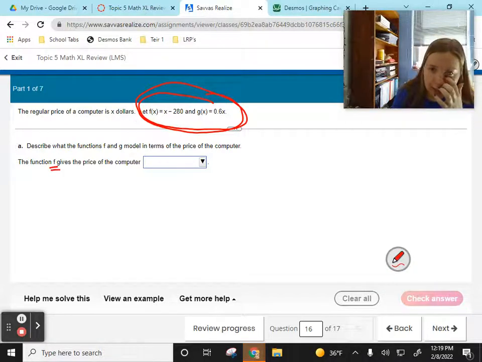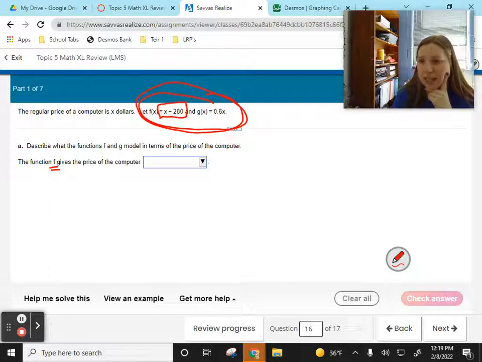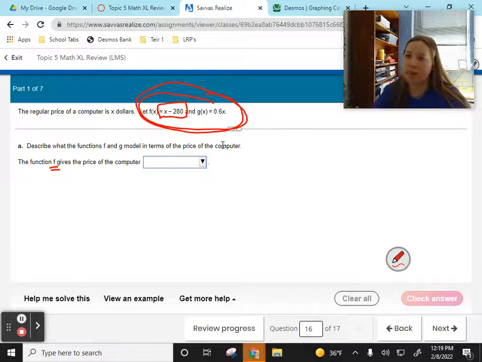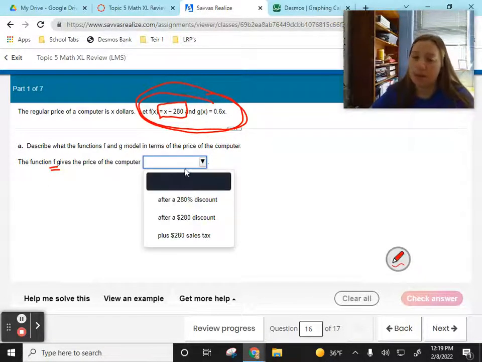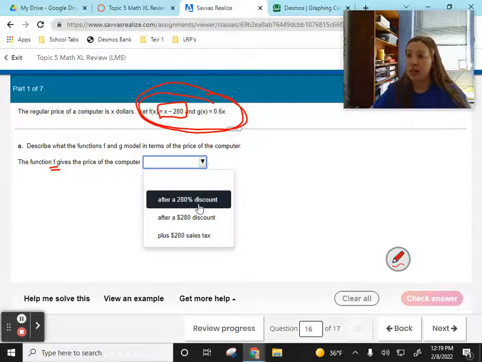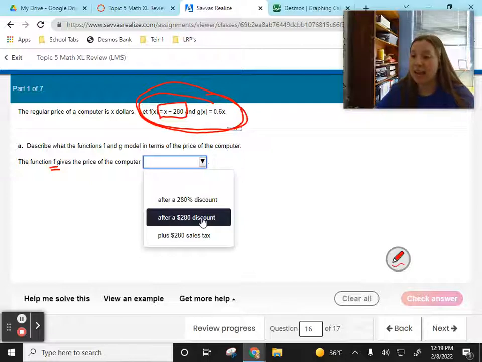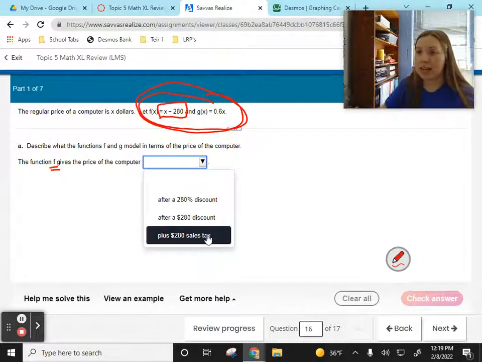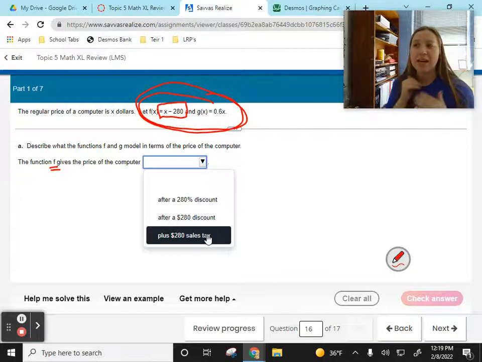So function f is x minus 280. What is that going to represent? And I've got a drop-down box, so I've got options. Is it a 280% discount? Is it a $280 discount? Or is it $280 of sales tax? So if it was tax, it would be additional. I would see a charge of plus $280.